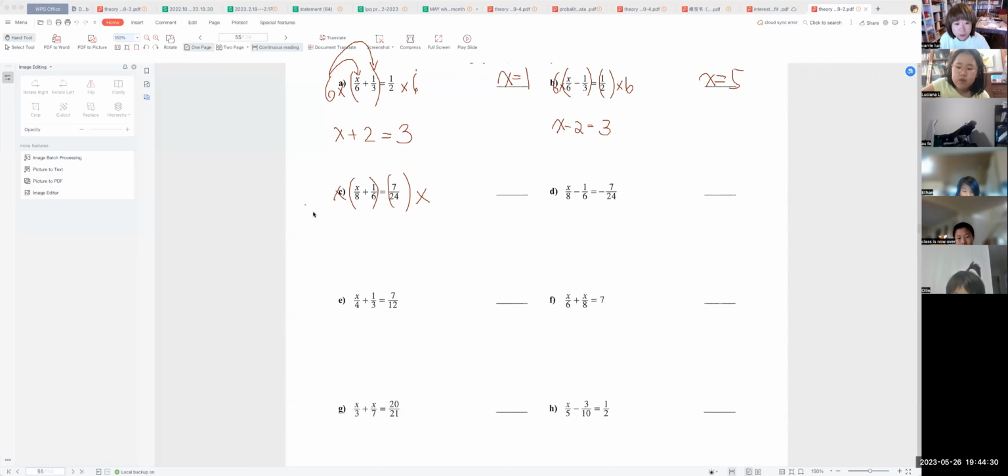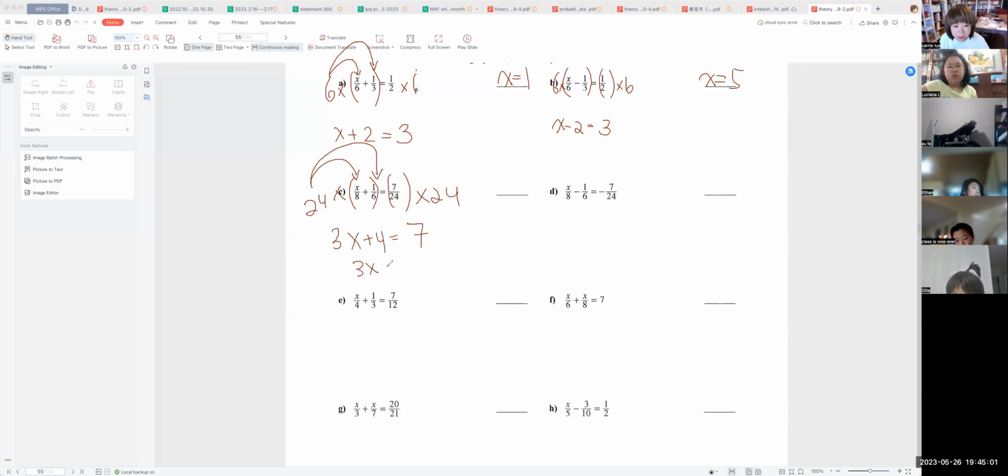Very good, 24. Okay, so 24 times x over 8 equals what? 3x. Very good. Okay, so 24 times 1 over 6 equals what? 4. 4 plus 4 equals 7 over 24 times 24 equals what? 7. Very good, yes.